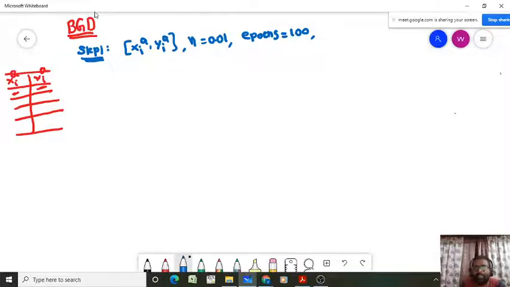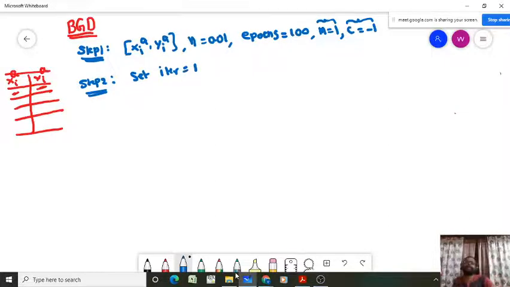So what are the model parameters for a simple linear regression model? I'm assigning m equal to 1 and c equal to -1. But you have to observe your m value and c value. Generally we generate or assign them randomly by using the random function in Python, or by using the function called rand in MATLAB, right? Fine. So that's all, the initialization part is over. Now step 2. In step 2 we have to set the iteration count, set iter equal to 1.